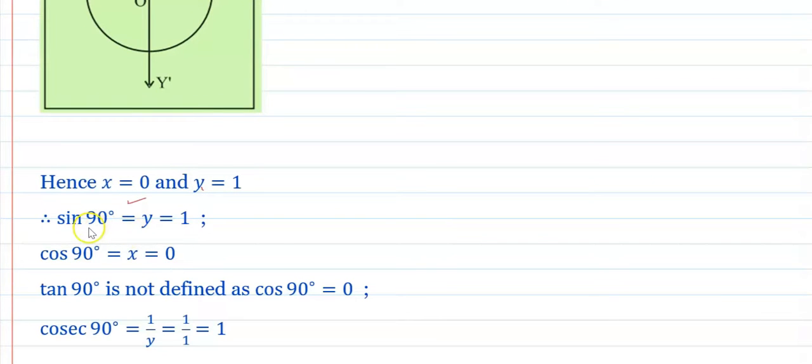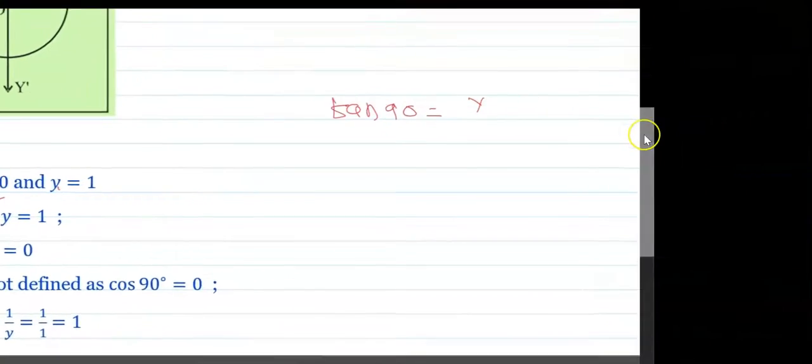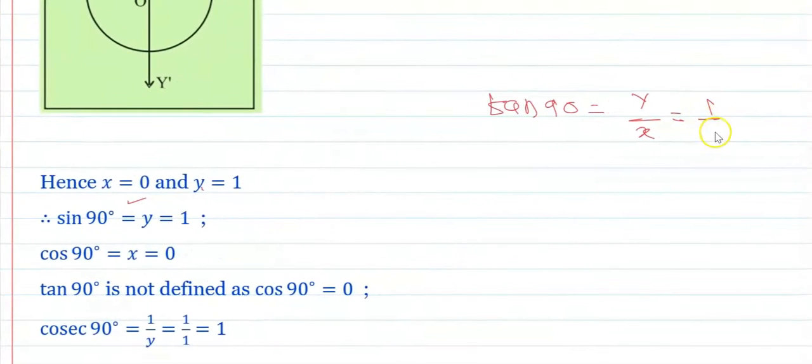What about the sine 90? Sine theta means what? Y. That is y upon 1. Therefore, sine of 90 is 1. Cos 90 is x. What is the x coordinate? It is 0. Tan of 90 is not defined. Okay. Tan 90 is equals to y upon x. The value of y is 1 and x is 0, and hence it is not defined. Next, also the cos of 90 is equals to 0, and hence tan of 90 is not defined. That is 1 upon 0.